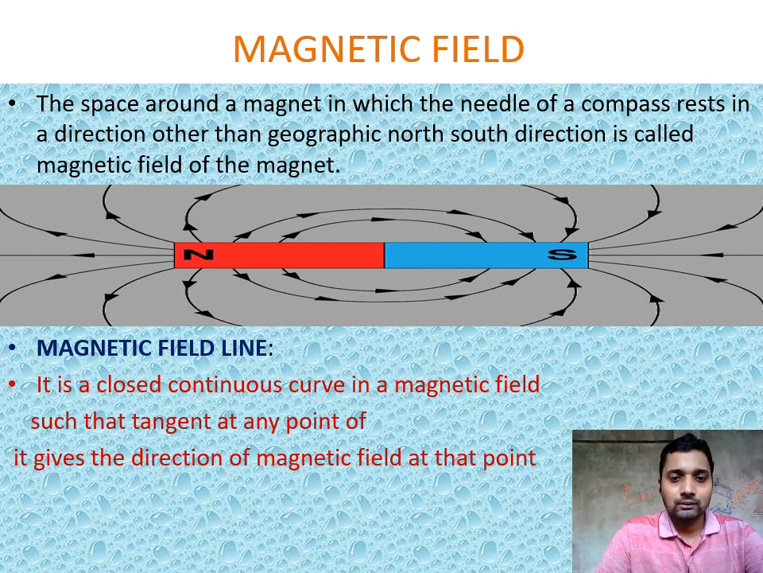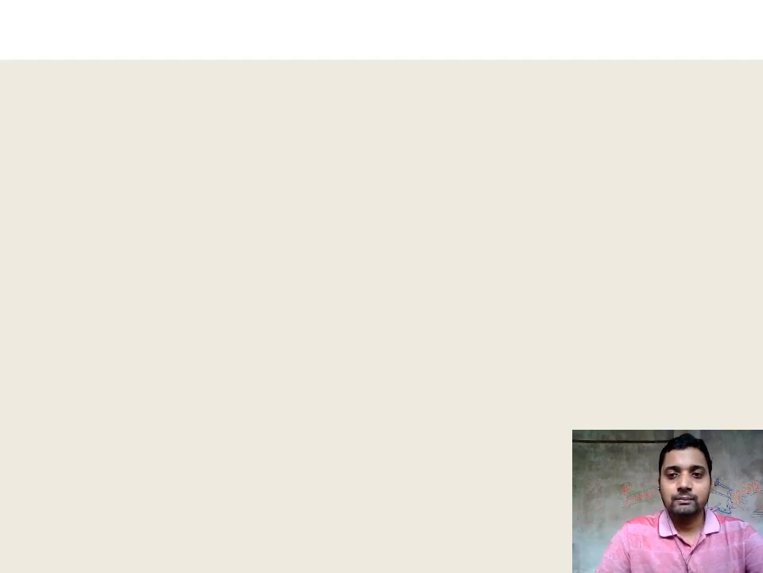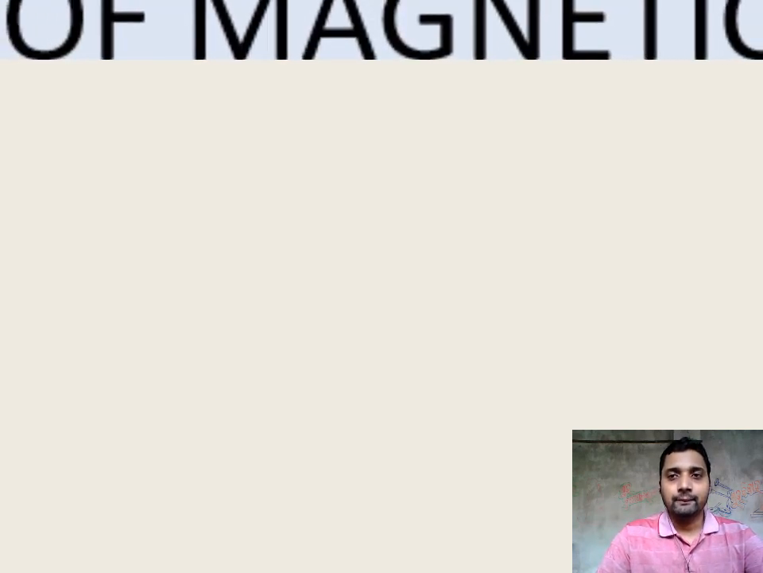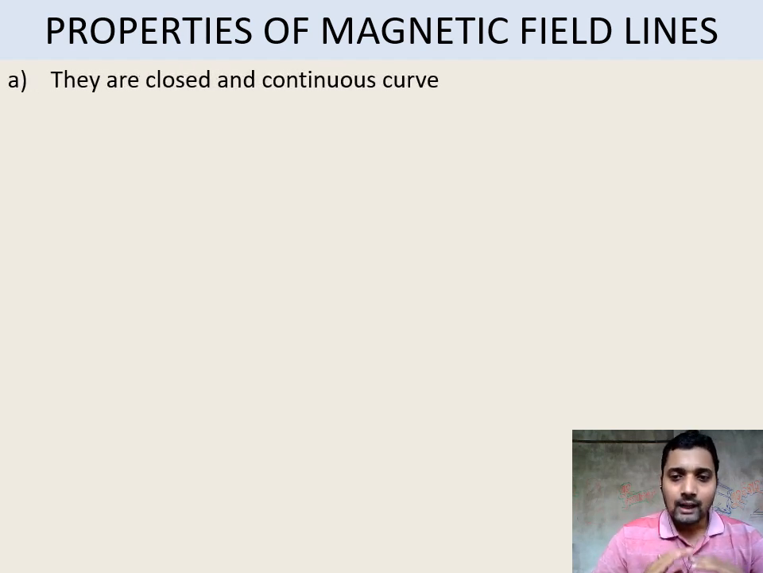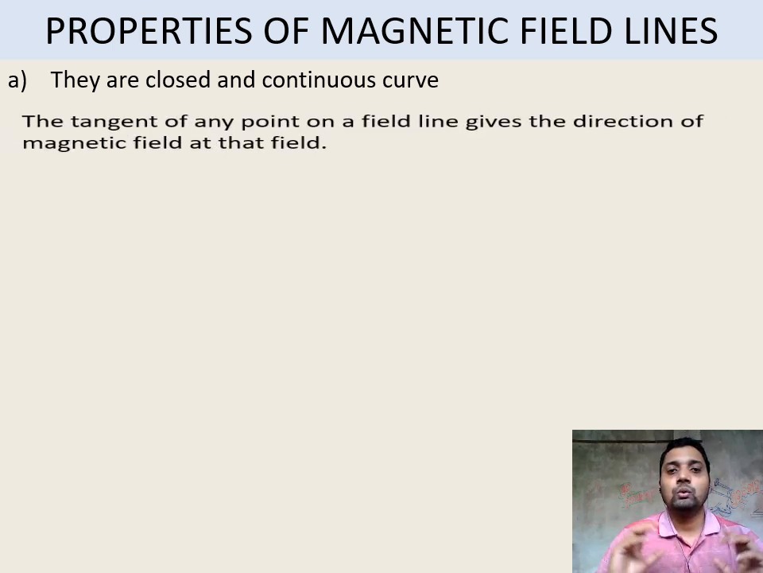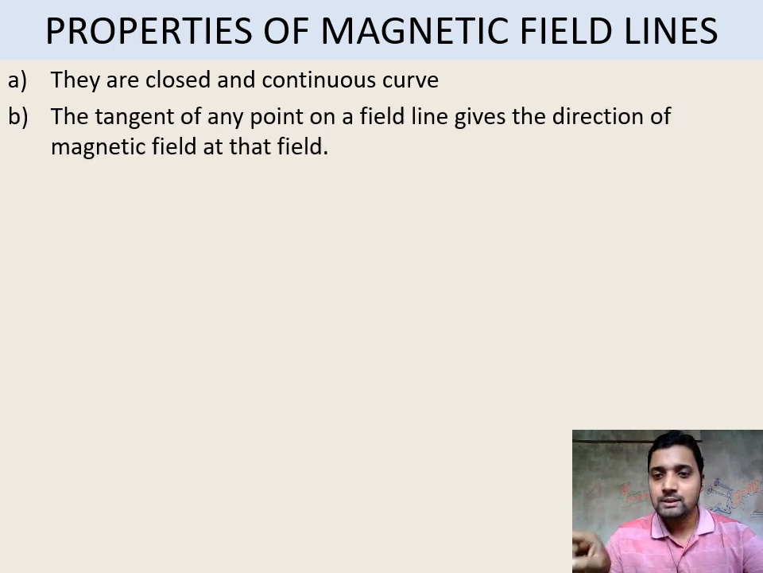Here is another part of this: the properties of the magnetic field line. Magnetic field lines are closed and continuous. That is the first point, meaning they start from one side and end at another. They always start from the north and continue to the south in a closed path. And the tangent at any point gives the direction of the magnetic field, which we got in the definition also.